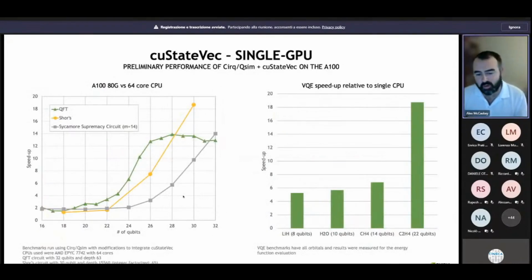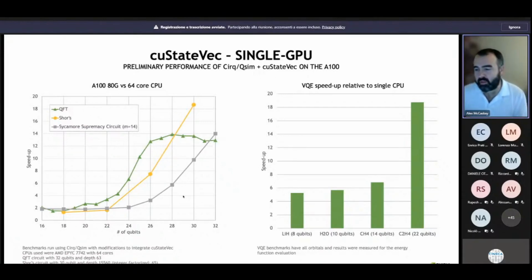On a single GPU, here are some early results. On the left here, you're seeing an A100 GPU with 80 gigabytes of RAM versus a 64-core multi-threaded CPU. This is all built within Cirq's qsim simulator, where we're demonstrating this. And you see for typical algorithms, Fourier transform, Shor's algorithm, and even the supremacy circuit at a depth of 14, we're seeing pretty good speedups as we increase the number of qubits over the CPU-only approach. All the way up to almost 20 times speedup for Shor's at 30 qubits, 14 times speedup for the Sycamore circuit at 32 qubits.